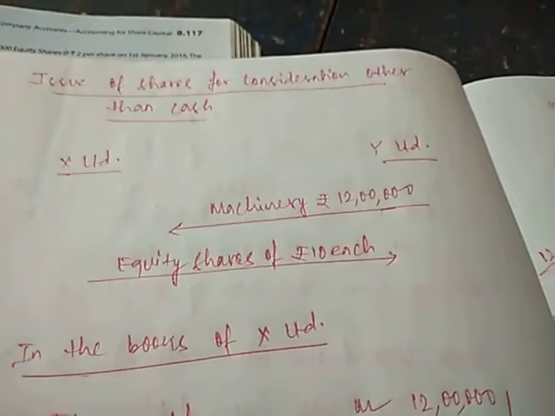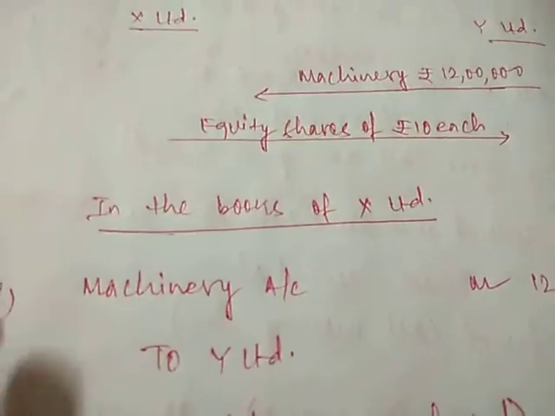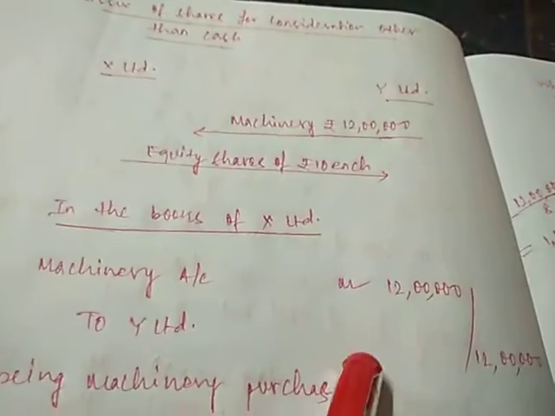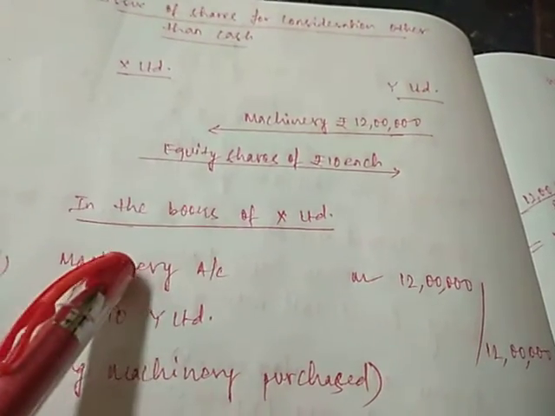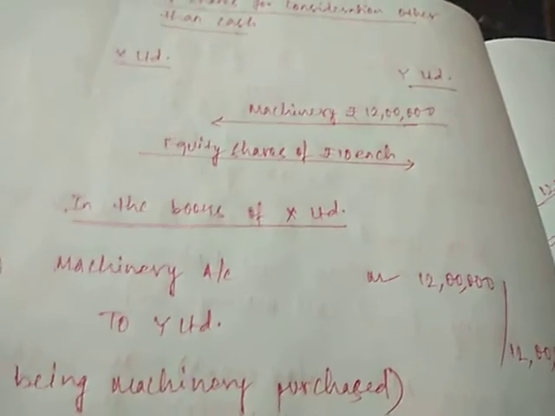Now in the books of X Limited we will make entries in the books of the buyer only. So in the books of X Limited, the first entry will come as machinery account debit to Y Limited, being machinery purchased. The value of the machinery is 12 lakh. Machinery is a receipt, so it is debit, and Y Limited is the creditor, so it is credit.